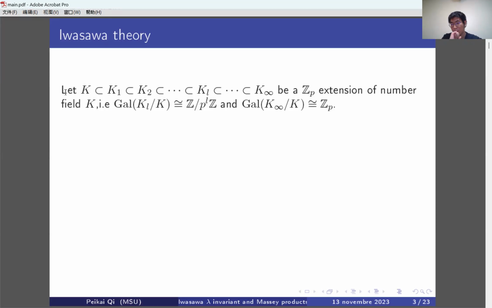In Iwasawa theory, we don't consider just one field extension. Remember in the question I asked, in a field extension how does the class group change. Iwasawa said that instead of looking at just one field extension, we look at a sequence of field extensions, or a tower of field extensions. Of course, you need to have some conditions for this tower. This type of tower is called a Z_p extension. This means that each step is a degree p extension, and the Galois group of K_l over K is the cyclic group Z/p^l Z. K_infinity is the union of all K_1, K_2, and K_l. If we take an inverse limit, then the Galois group of K_infinity over K is isomorphic to Z_p.